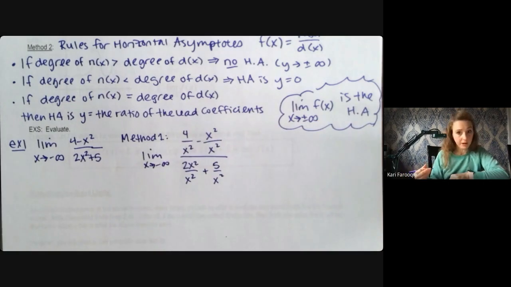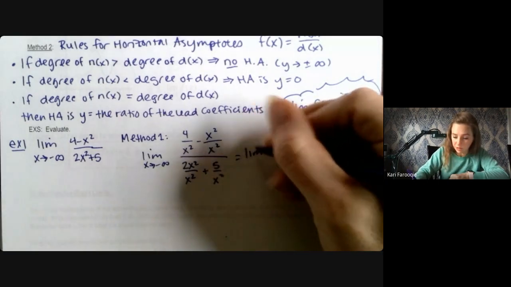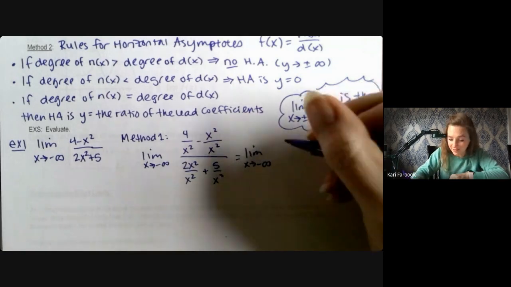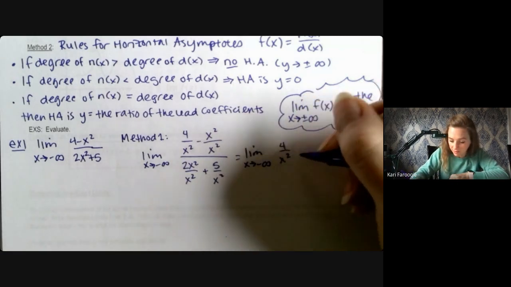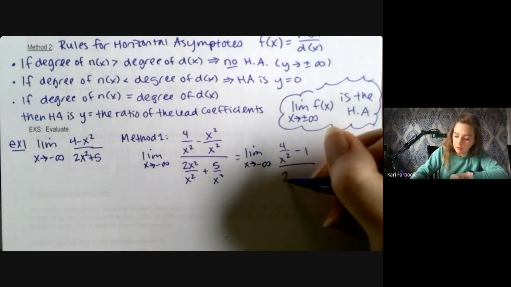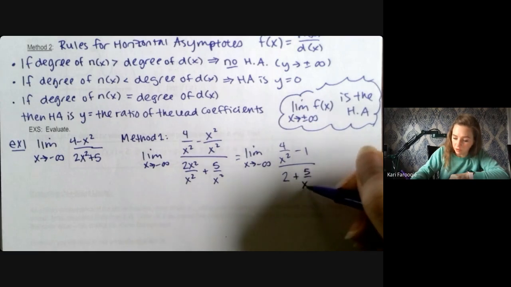Now we're going to simplify. You'll notice that in the numerator, you have an x squared over an x squared. Remember, that's not 0, it's 1. Don't forget to write the 1. It will make a difference sometimes. And then in the denominator, we'll have 2 plus 5 over x squared.